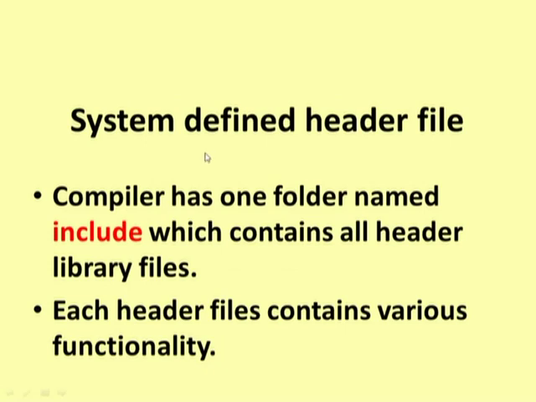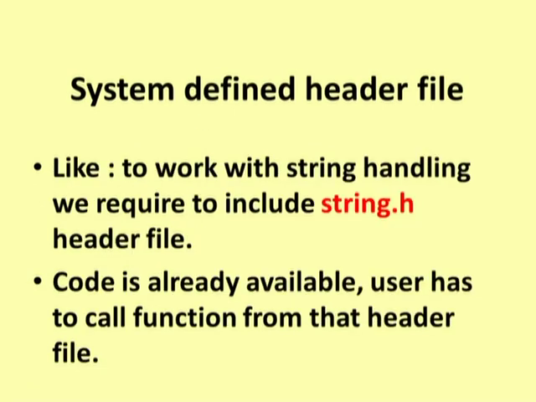Now, system defined header files. The compiler has one folder that I already discussed with you, named include, which contains all the header library files. When we write include stdio.h, the compiler tries to search for that header file in the include folder. For that, we have to set the path in the editor, and each header file contains various types of functionality.